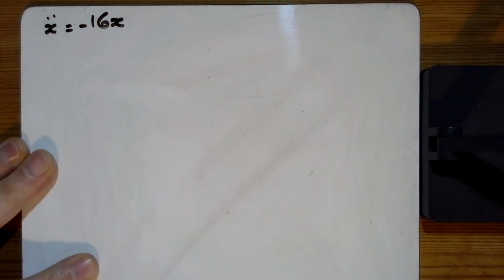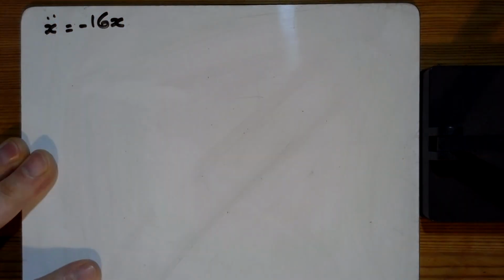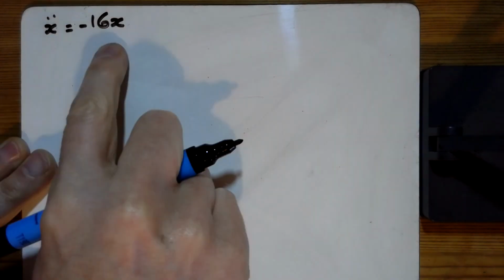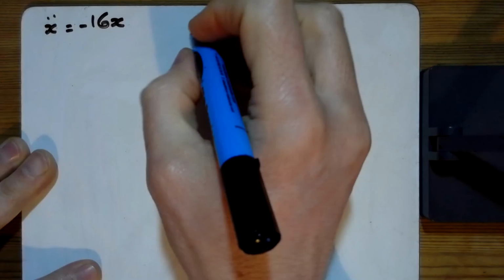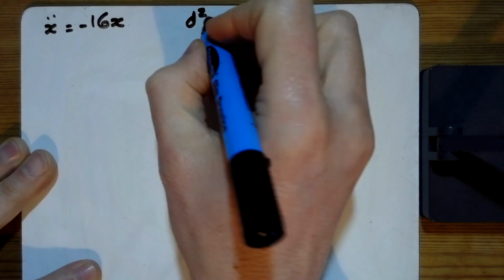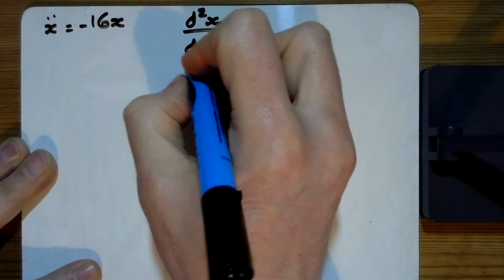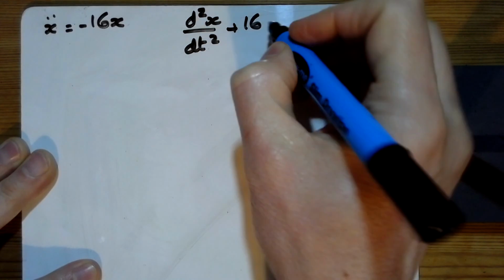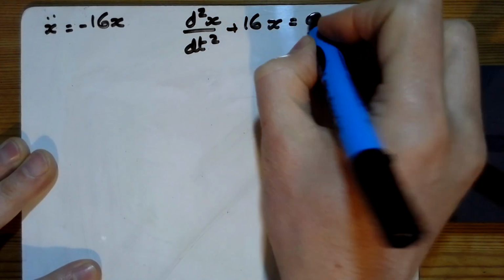Question 2, they've used the two dot notation there, x double dot equals minus 16x. So that's telling you the acceleration is proportional to the distance there. So we have this simple harmonic motion again there. Let's rewrite that as d2x by dt squared plus 16x equals 0.